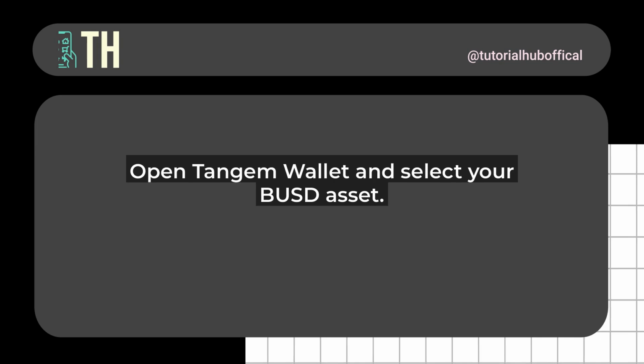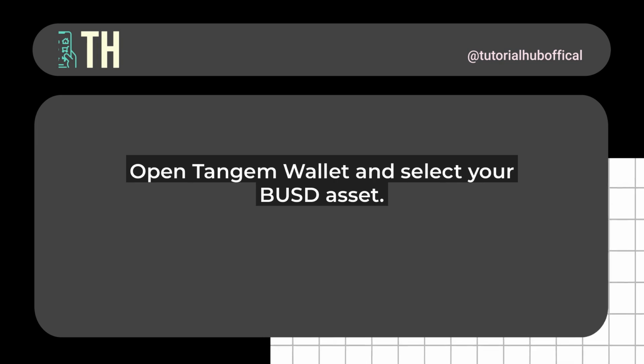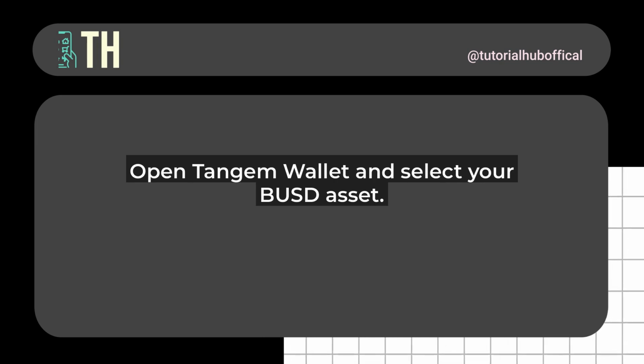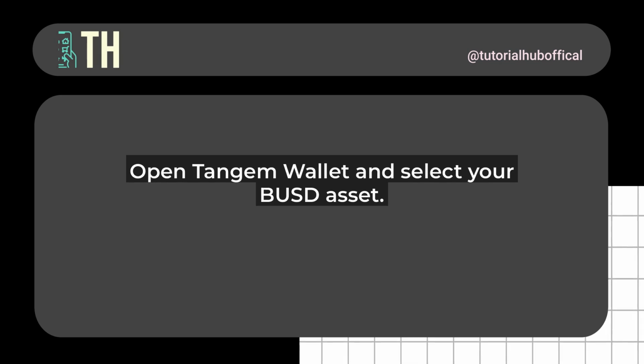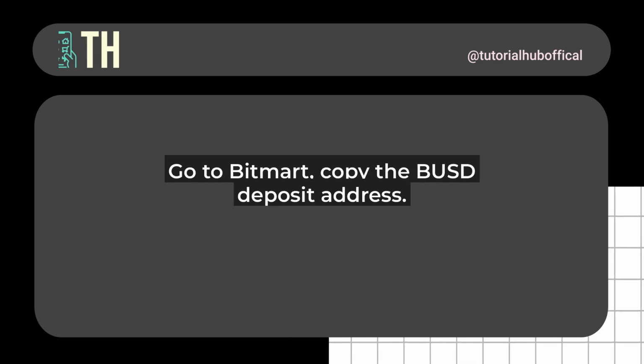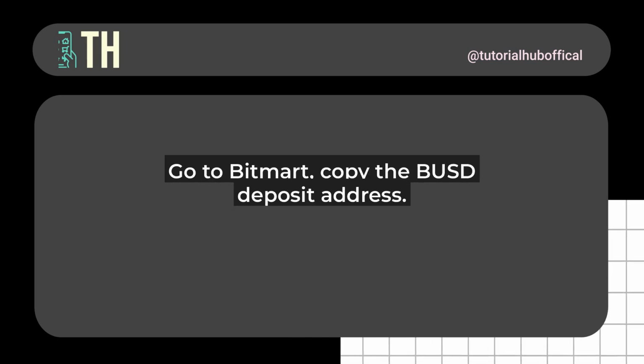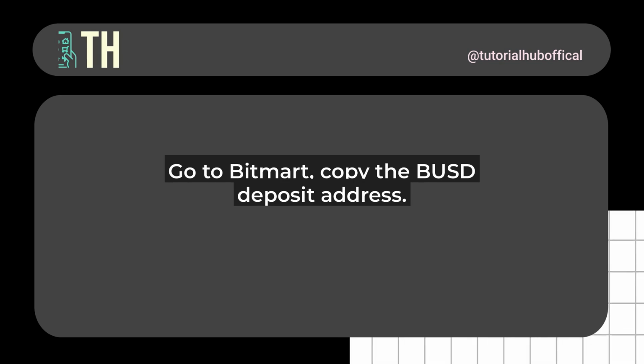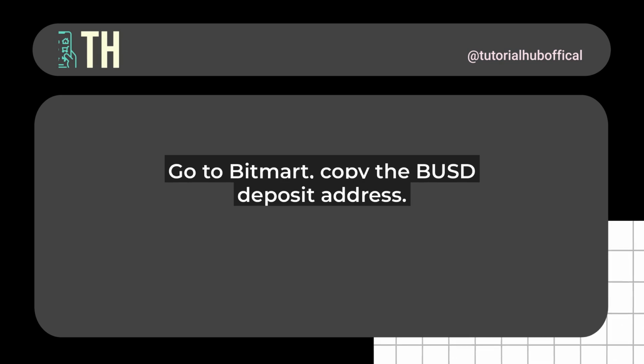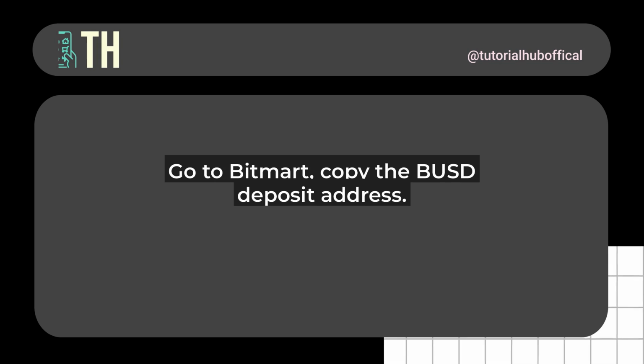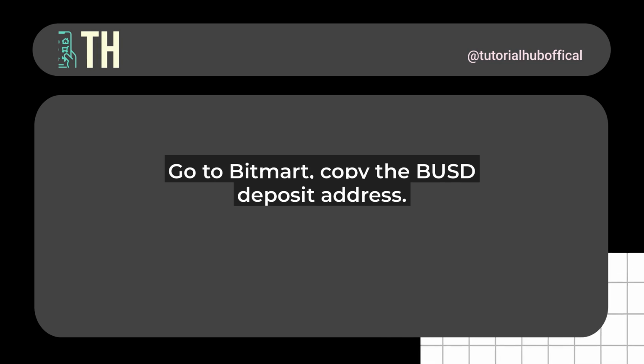Step 2. Tap on the BUSD asset to open its details. Look for the Send or Transfer button and click it. This will prompt you to enter the recipient's address. Now, head over to your Bitmart account on their website or app. Go to your Deposit section, select BUSD, and copy the provided wallet address. Make sure it's the correct one to avoid any mishaps.